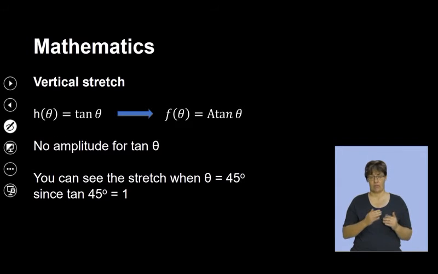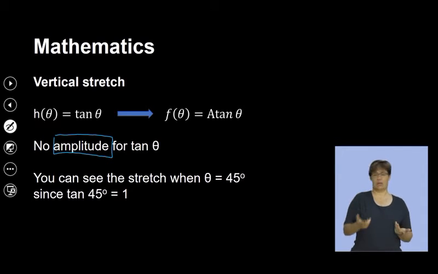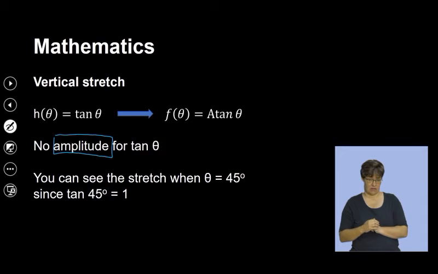Now, with the vertical stretch, which is actually for the tan graph, you need to remember there is no amplitude. I'm not going to be saying A is the amplitude. It's only the amplitude for the sine and the cos graph, right? So you can see that the stretch where theta is 45 degrees, it will then be equal to 1, because that's how you normally draw this graph.